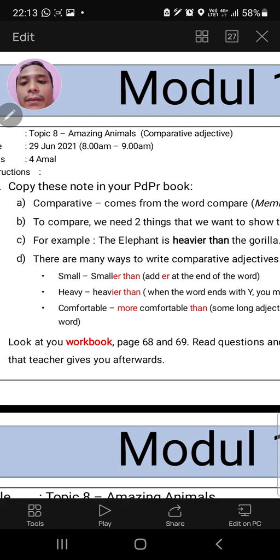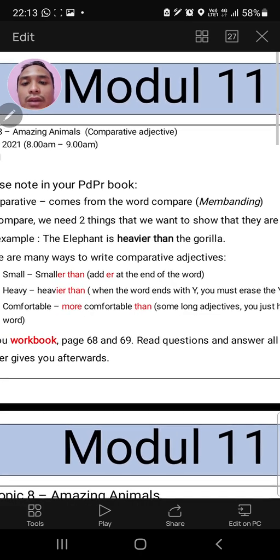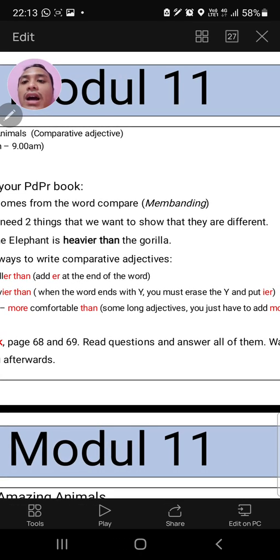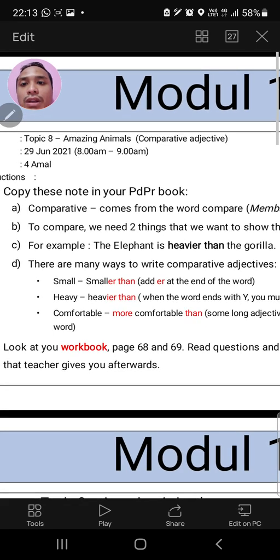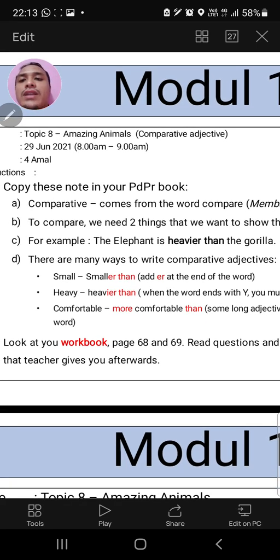B, to compare, we need two things that we want to show that they are different. For example, now we learn about amazing animals, right? So, if I say a cat and a tiger. Okay, how many animals? Two animals. Cat and a tiger. What do I want to compare? Apa yang saya nak membandingkan? For example, their size. Which one is smaller? Which one is bigger? Let's say smaller. Okay, cat is smaller than a tiger. Nampak tak? Macam mana saya membandingkan?